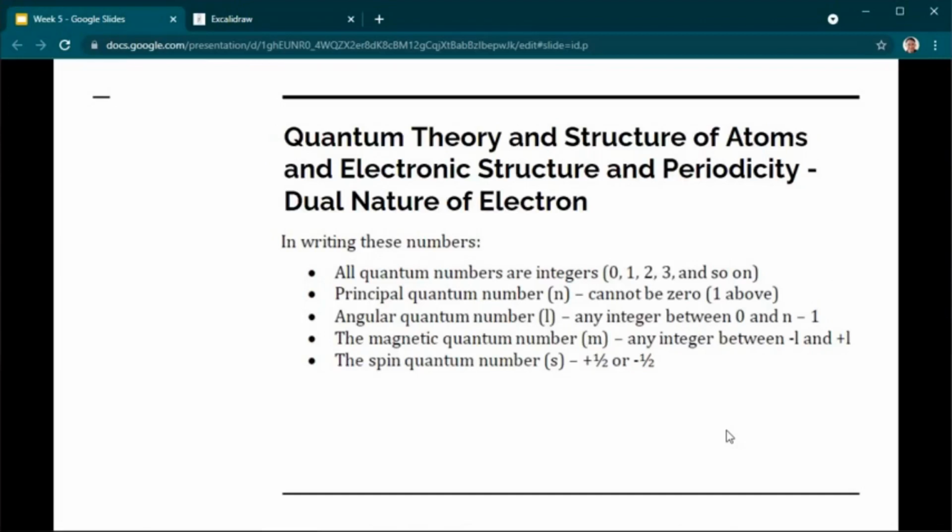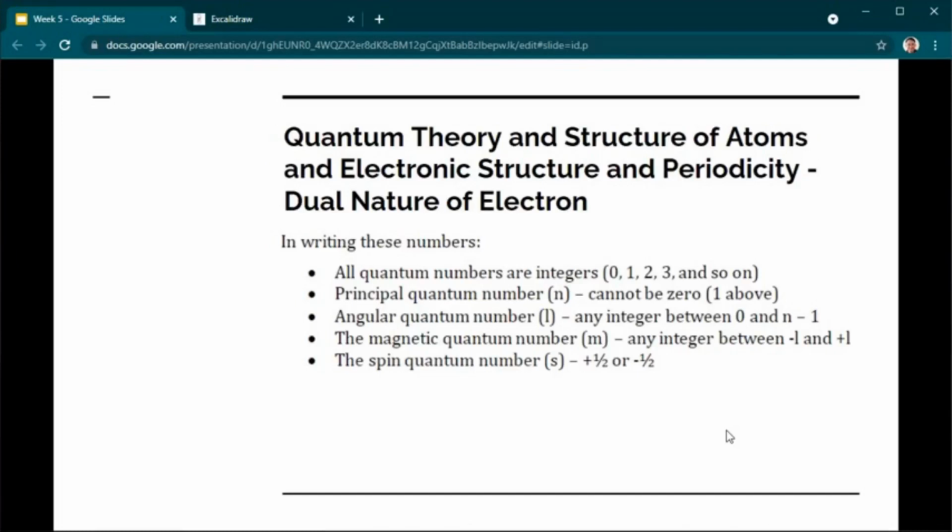So in writing these numbers, these are the rules. Quantum numbers are integers. All quantum numbers are integers. Okay? 0, 1, 2, 3, and so on. The principal quantum number, which is n, cannot be 0. Again, the smallest atom is hydrogen, and hydrogen has n equal to 1. It has 1 electron, so it has 1 orbital and 1 quantum level. So there's no element with 0 principal quantum number. So it is 1 and above.